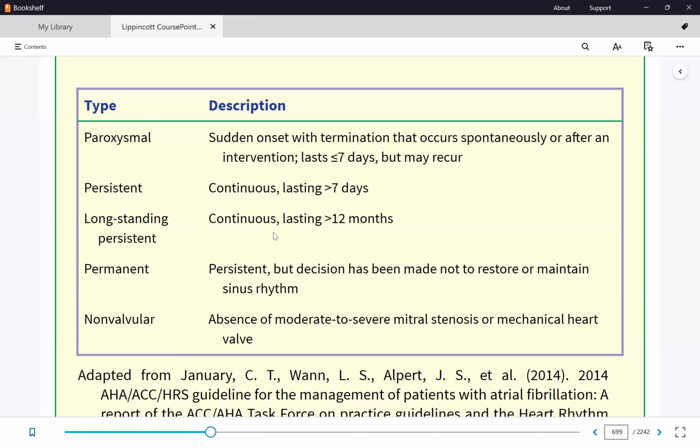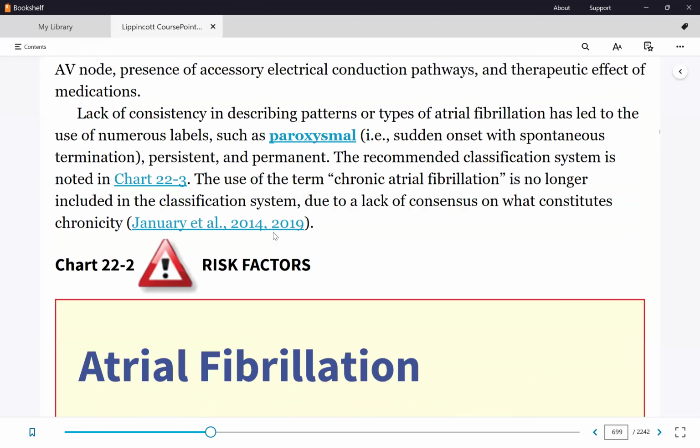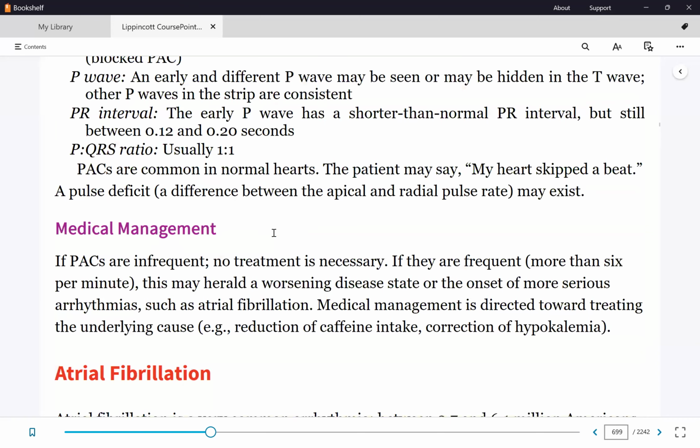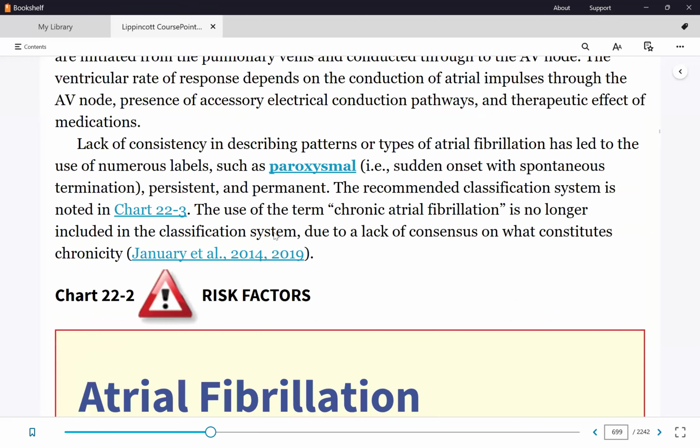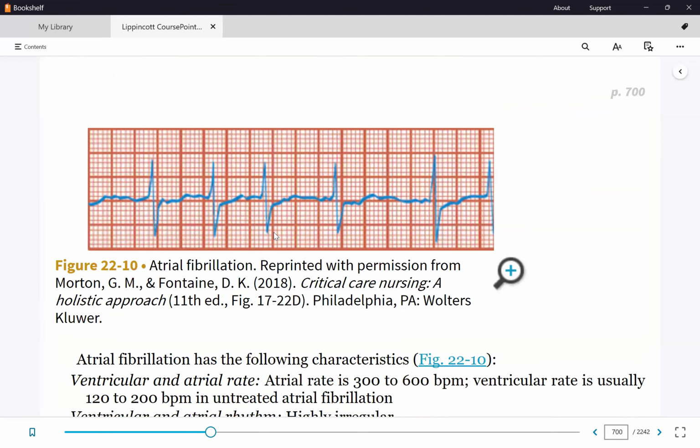Well, the key to using the beta blocker is if the patient has a high ventricular response. Let's go back to the AFib strip, figure 22-10, page 700. If you look at that, the key here is we'll call those wavy things F waves, because they're not P waves. We call them F waves, fibrillatory waves.